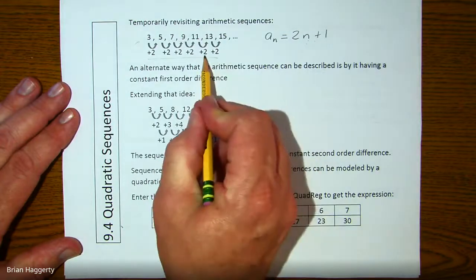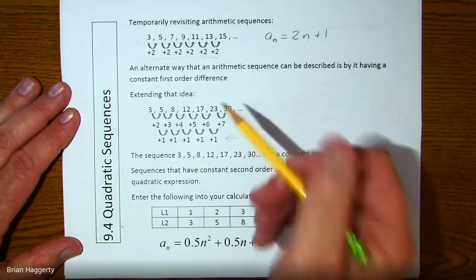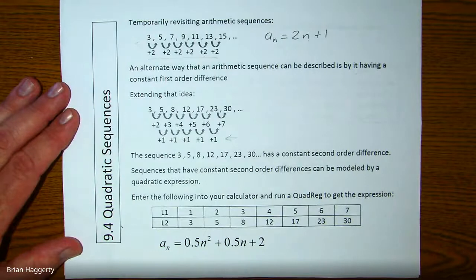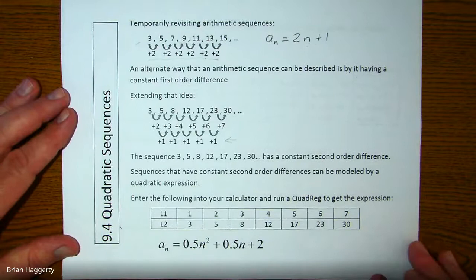So constant first order differences means it's linear. Constant second order means it's quadratic. All right, everybody okay with that?